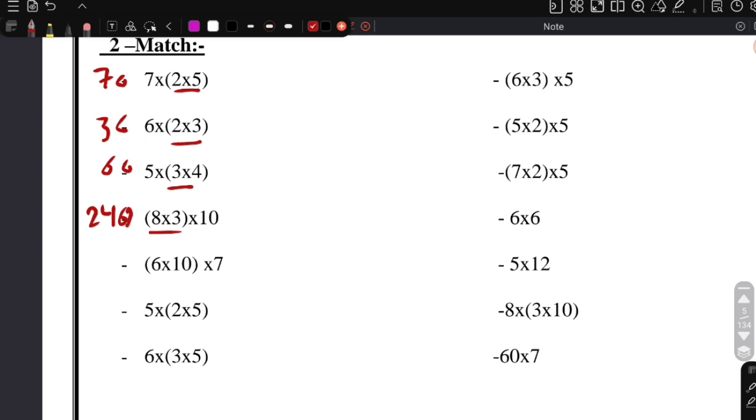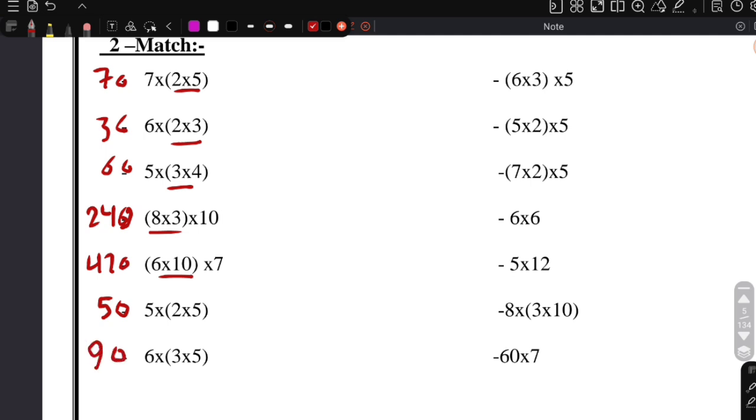Sorry, 40. Okay, 6 times 10 is 60, and 60 times 10 is 420. Okay, 2 times 5 is 10, and 10 times 5 is 50. Okay, 6 times 3 times 5. I will start with the parentheses. 3 times 5 is 15, and 15 times 6 is 90.